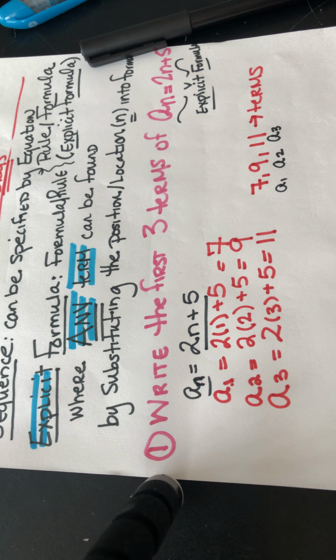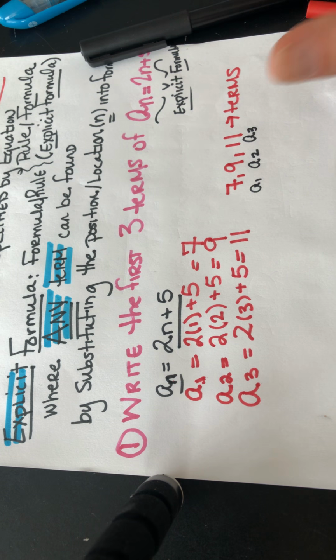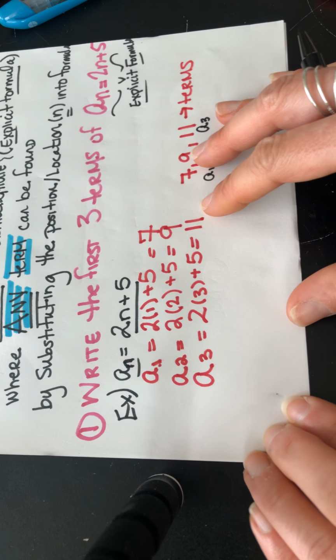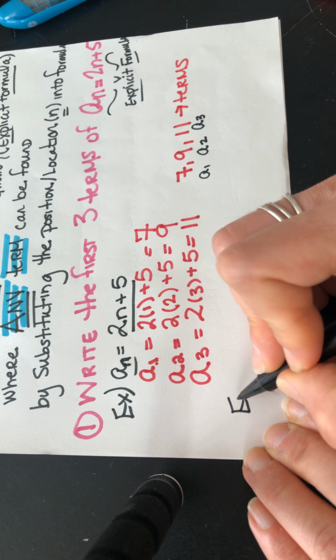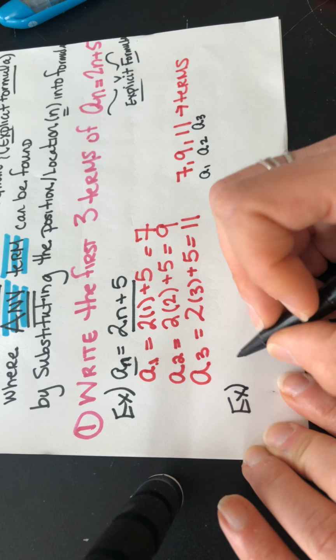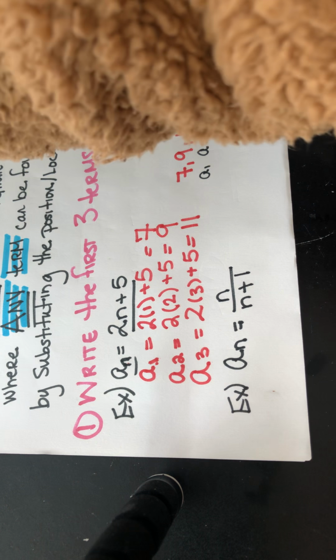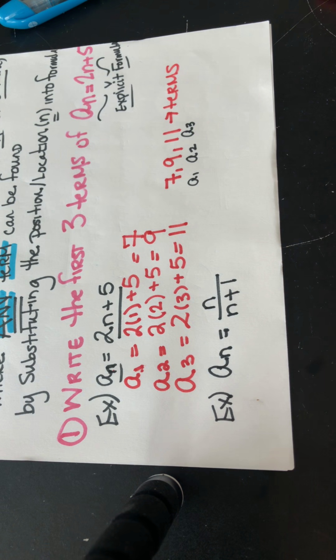So I could then ask you guys one other question, which is the same kind of idea. So let's just do one more example. But this is all you really have to worry about. So here's your second example. Find me again the first 3 terms, so the directions are the same. And I'm giving you guys your explicit formula. A sub n equals n over n plus 1. Okay, so all you're doing is substituting the values in.